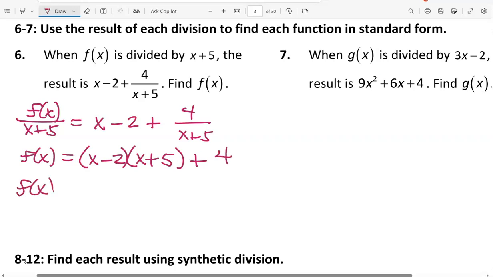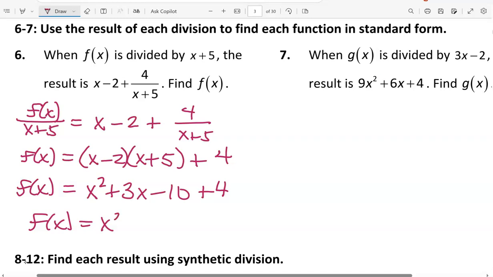So f of x is equal to the quotient times the divisor plus the remainder. x minus 2 times x plus 5 is x squared plus 3x minus 10. And then I'll add to that the 4, and f of x is equal to x squared plus 3x minus 6.